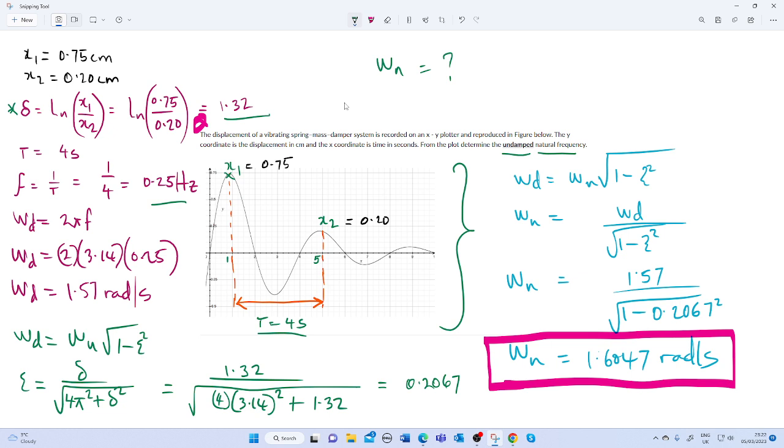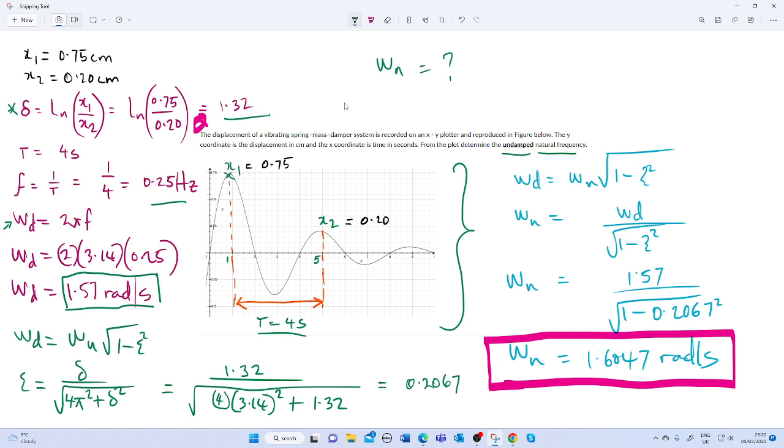Now, to calculate the damped natural frequency of this response, we use WD equals 2 pi F. So by slotting all our values into this equation, WD becomes 2 times 3.14 times 0.25, which is calculated. So our WD equals 1.57 radian per second.